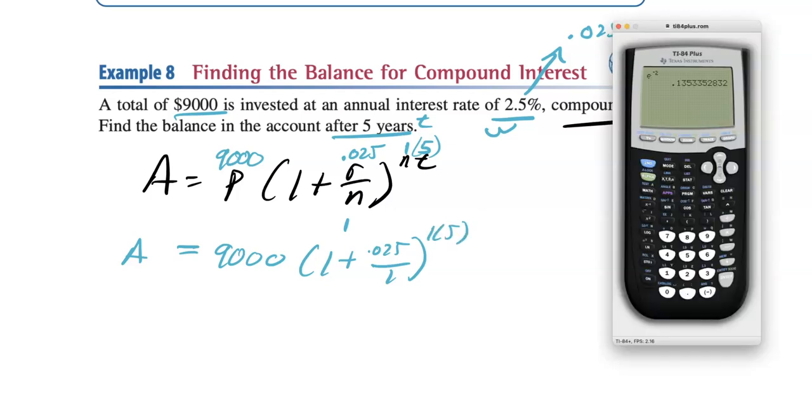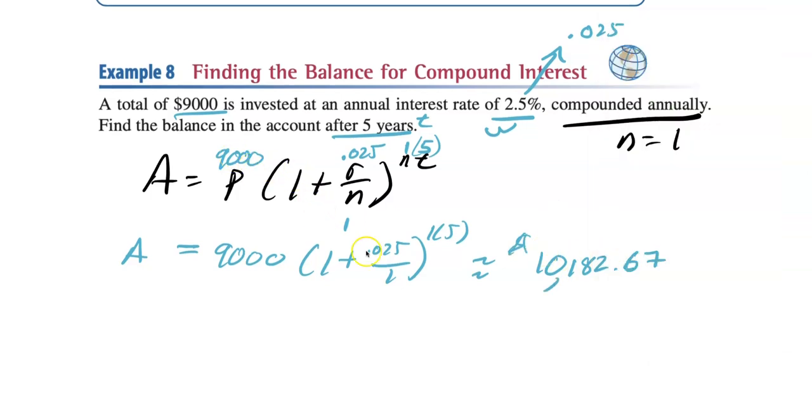If we get our calculator back up, I'm going to put 9,000, 1 plus 0.025 divided by 1, to the 1 times 5 power. Since we're dealing with money, I'm going to round to the nearest dollar, so we get about $10,183. It's about 10 grand. We started with 9,000, so we made a little over $1,000 in those 5 years.